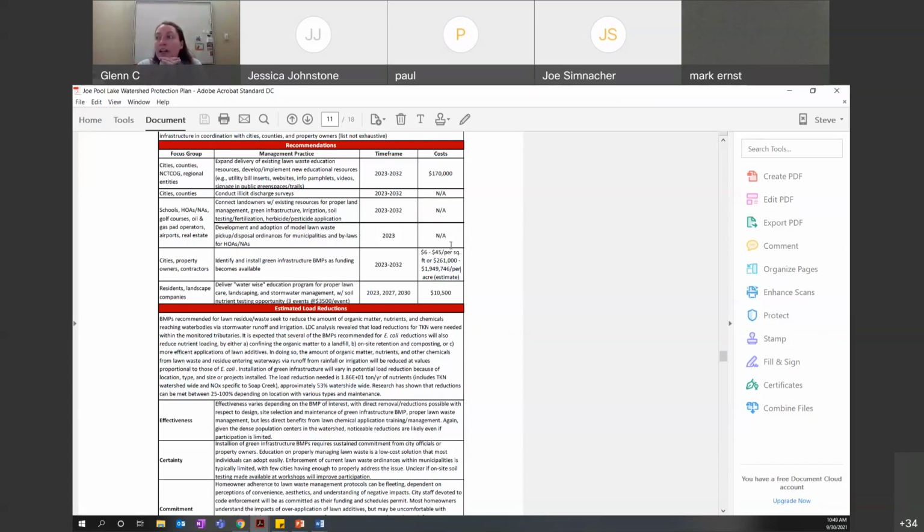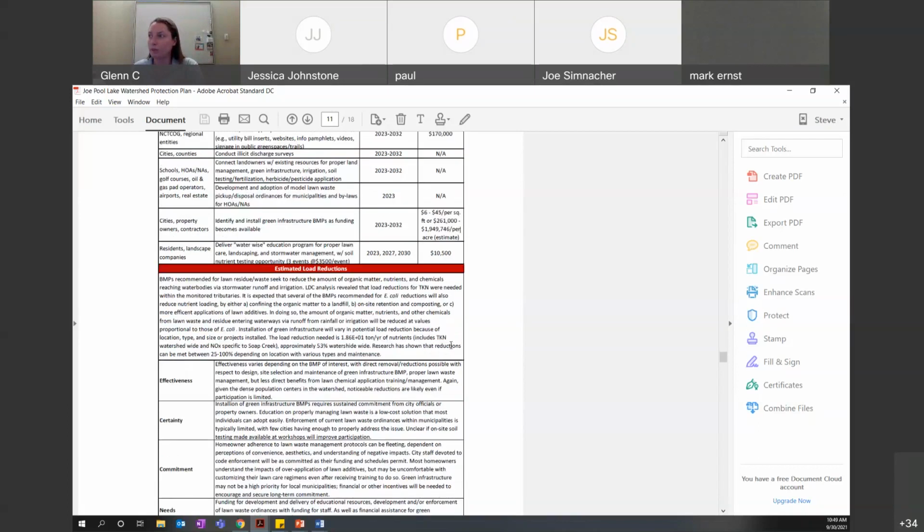It can range per acre from $200,000 to $1 million, depending on what we wanted to choose. Like pervious pavers, $6, versus a wetland, $45 per square foot. And I can share our literature with you. All right, any questions on that before I jump into the other ones?